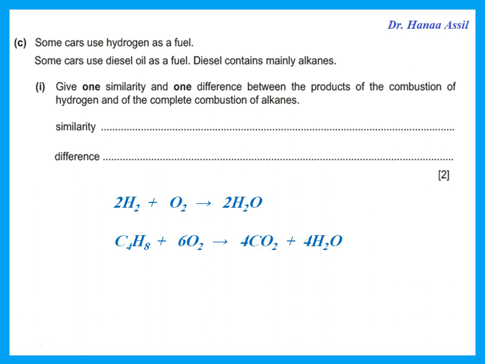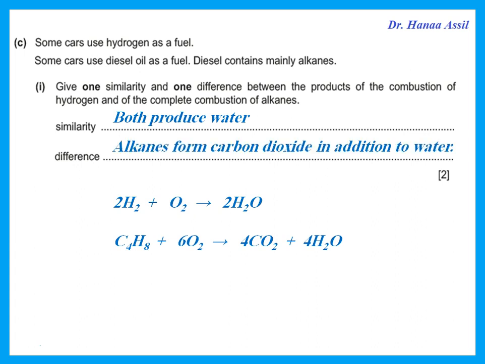But when I burn any alkane, for example, butane, complete combustion, that means reaction with lots of oxygen, this gives what? This gives carbon dioxide plus water. So the similarity between these two is that they both produce water. But the difference is the hydrogen produces only water, but the alkanes form carbon dioxide in addition to the water.